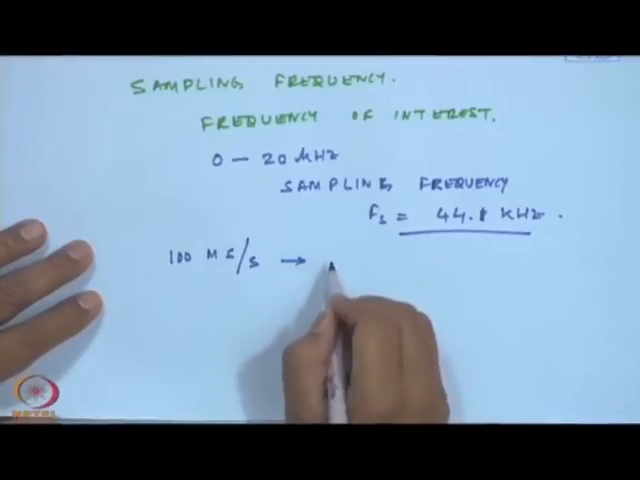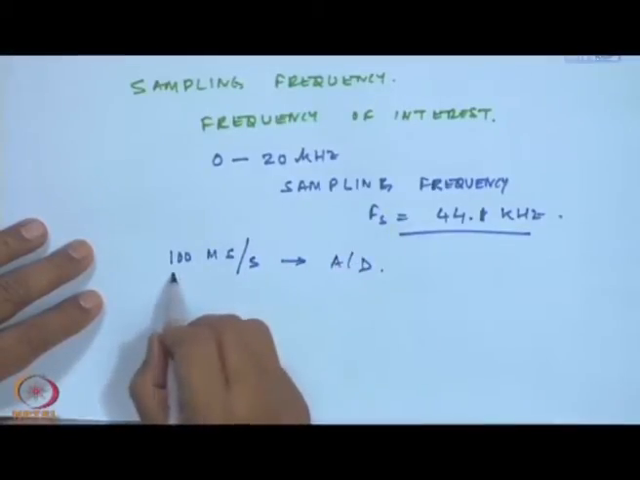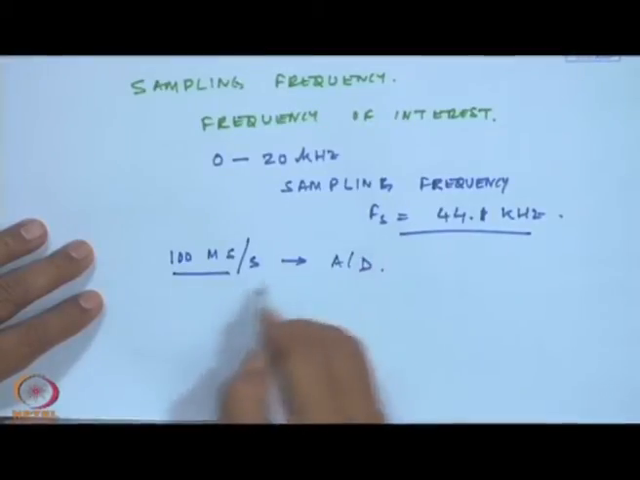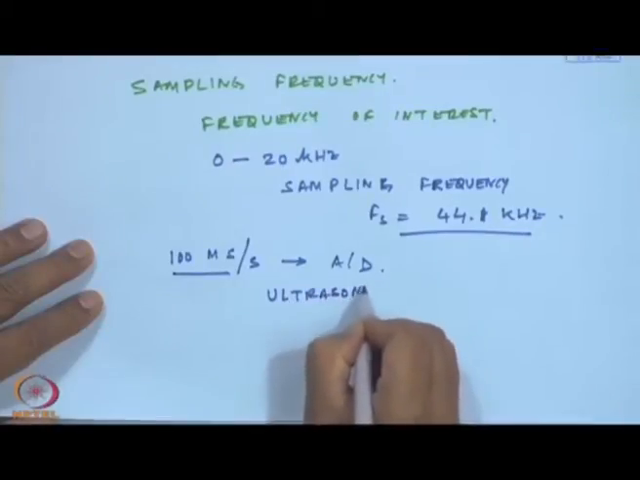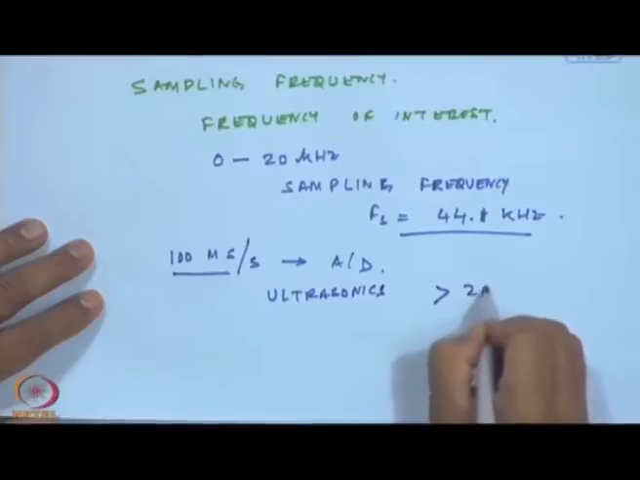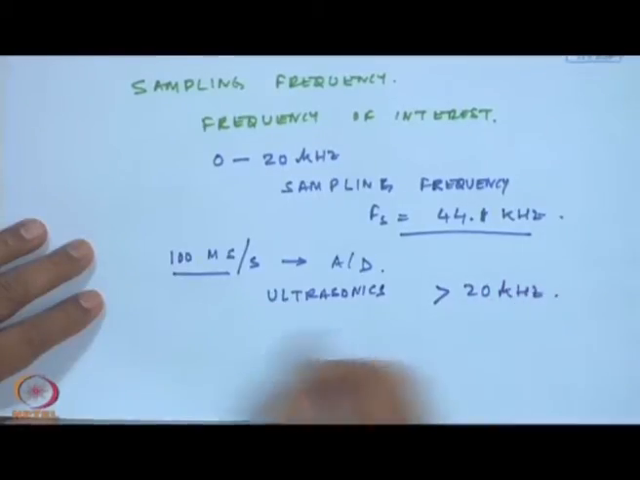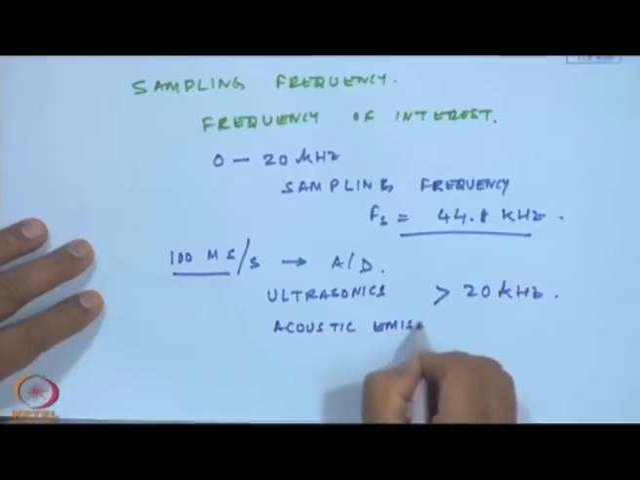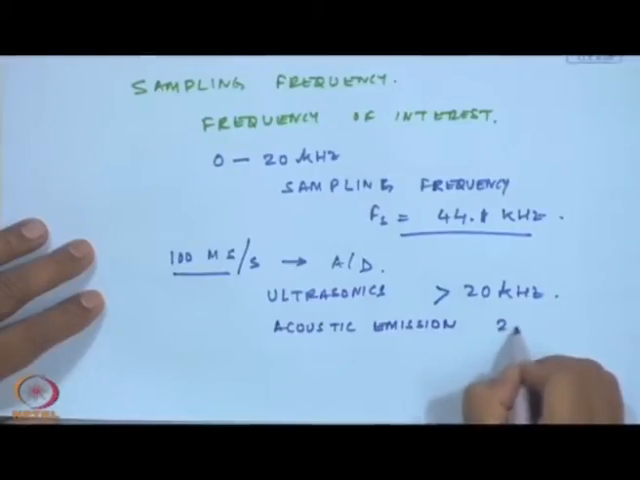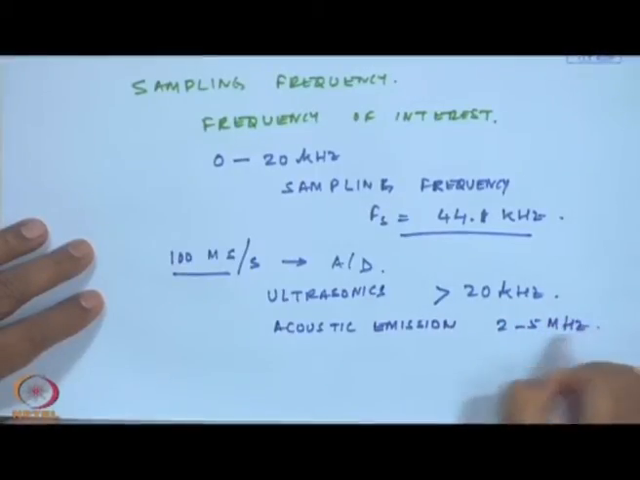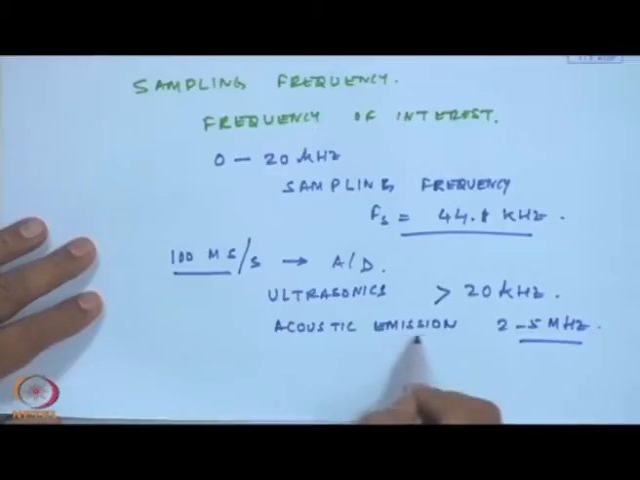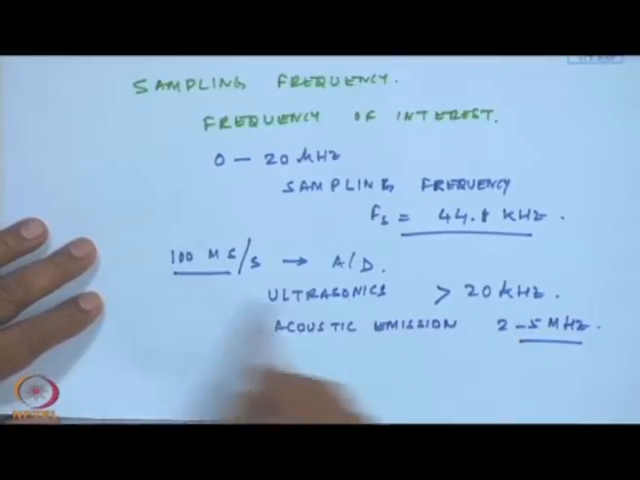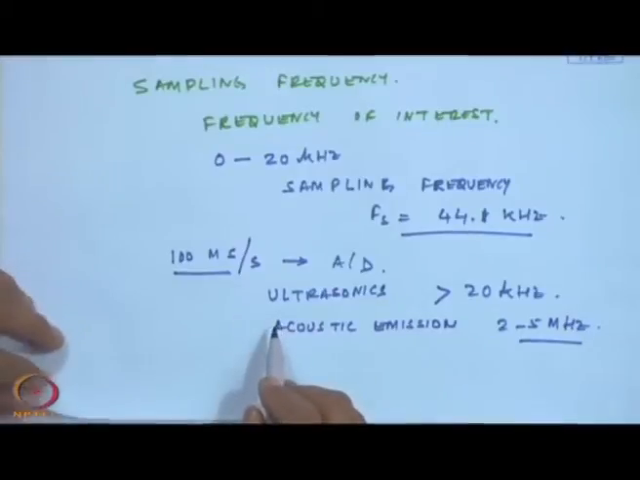We can have A to D systems, A to D cards, which can sample at about 100 mega samples per second. And these high sampling rates are actually used for studying ultrasonics, because ultrasonics occur at frequencies greater than 20 kilohertz, or if you want to study acoustic emission, which occurs anywhere from 2 to 5 megahertz. So, if I want to record any ultrasonic signals or capture an acoustic emission phenomenon, I have to be sampling at very high frequencies, could be 100 megahertz and so on.